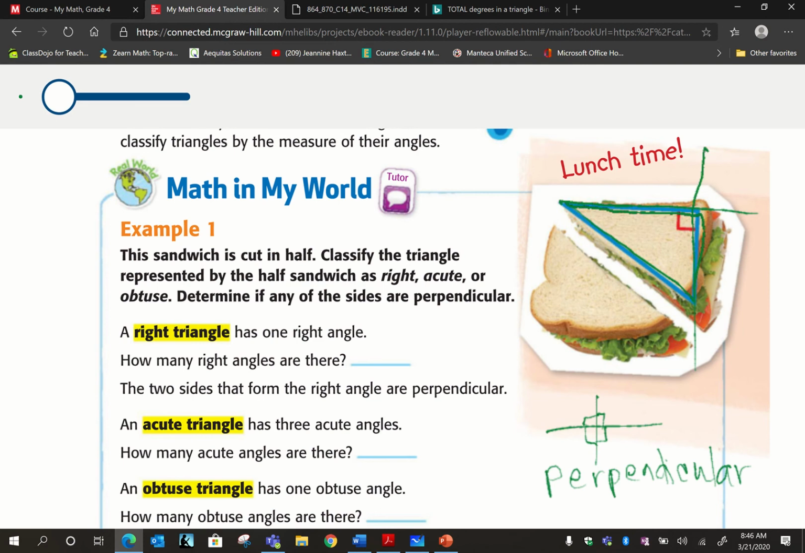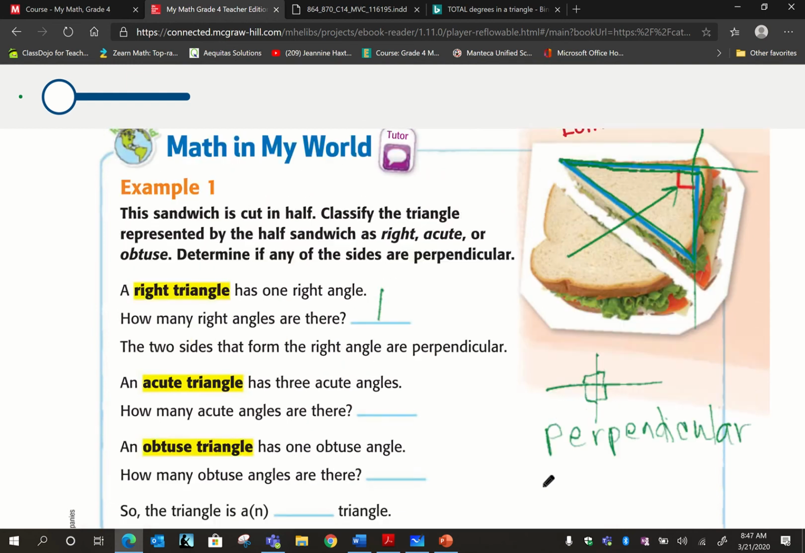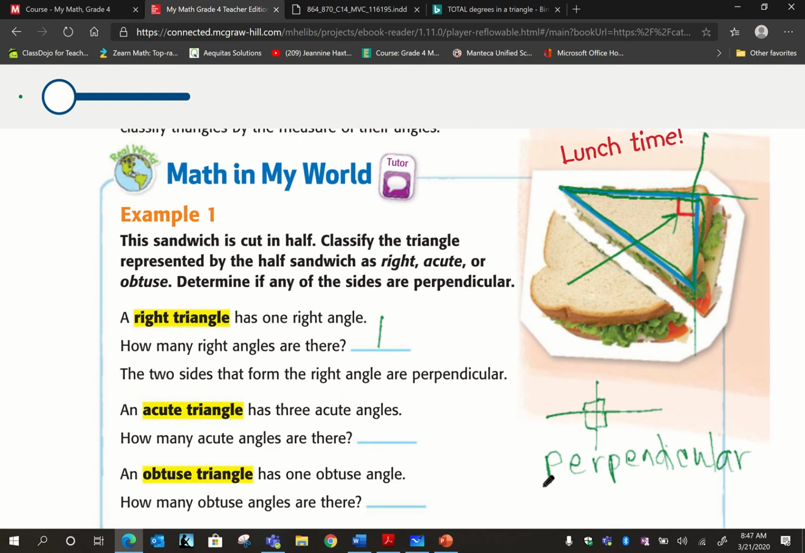A right triangle has one right angle. So they show us right here, it does have one right angle. How many right angles are there? One. Okay, so now I'm going to look at acute. An acute triangle has 3 acute angles. How many acute angles are there? So we can see right here and right here are acute angles. So there are 2. But we know acute needs 3. A right triangle needs 1 right angle.